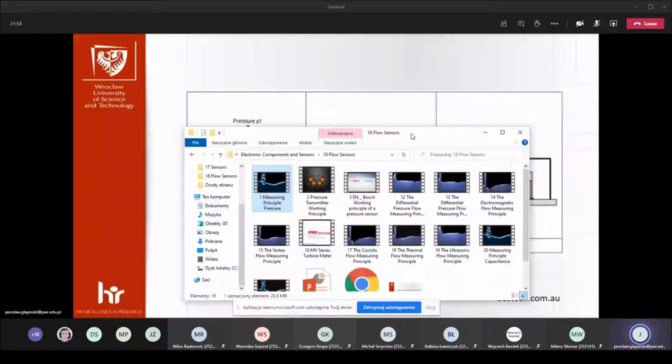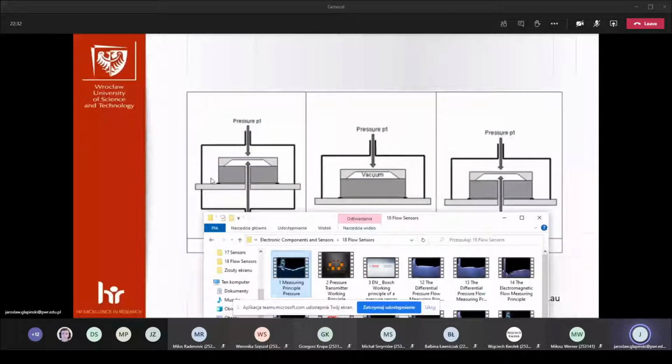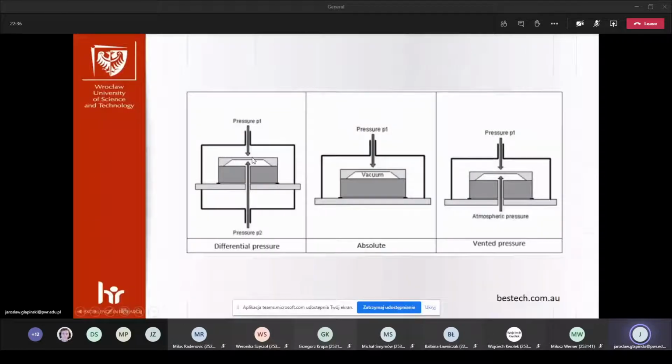As you saw, it is possible to measure the hydrostatic pressure using two methods, either the gauge measurement or the differential measurement. So the main principle of pressure measurement is the measurement of the change of the membrane. As you saw, there is a membrane in the sensor, and this membrane changes its shape as the pressure appears.